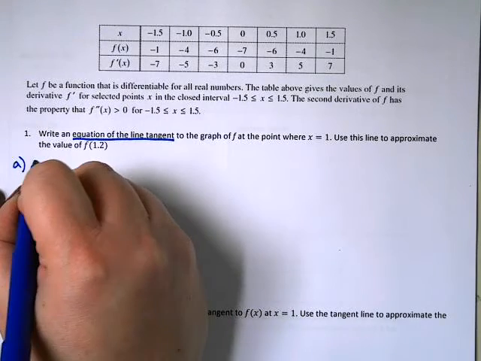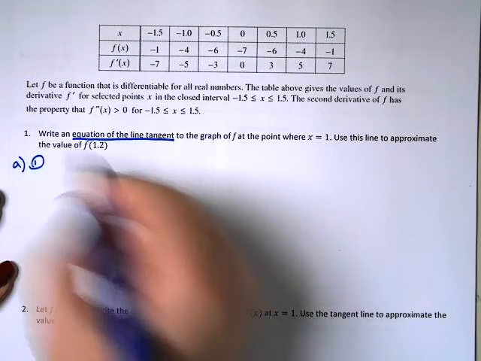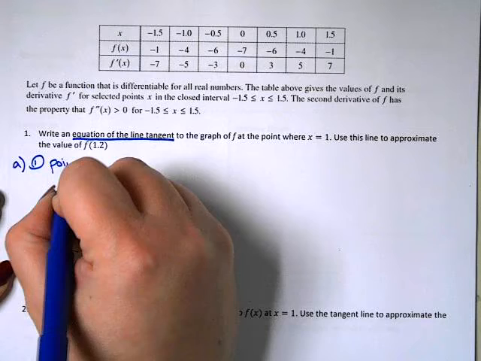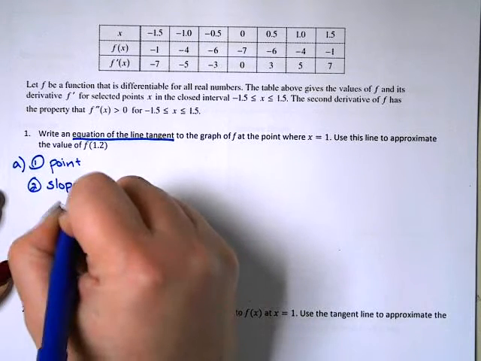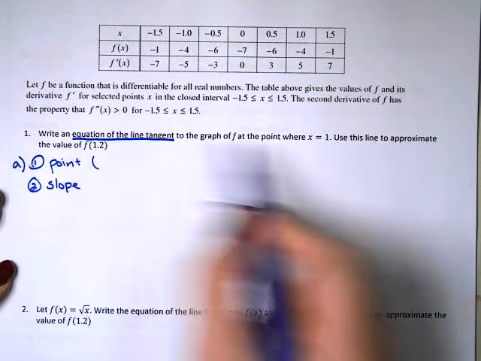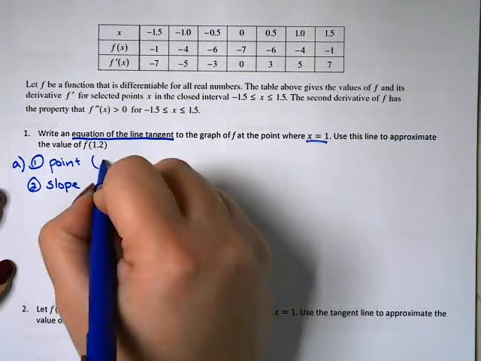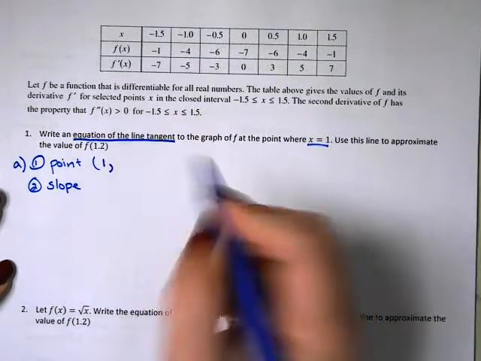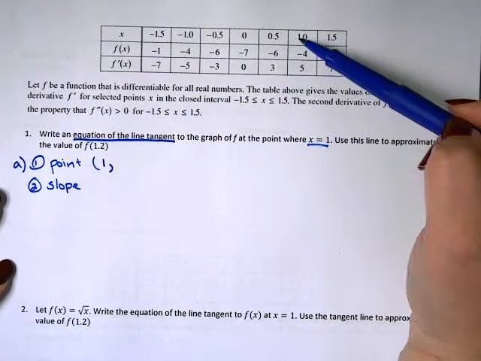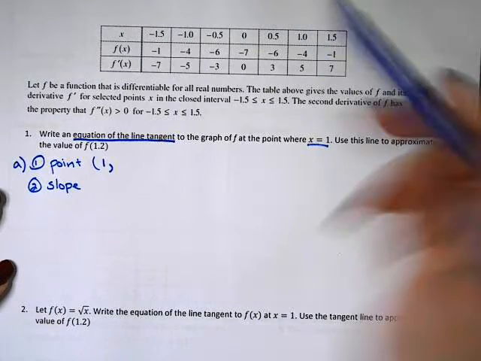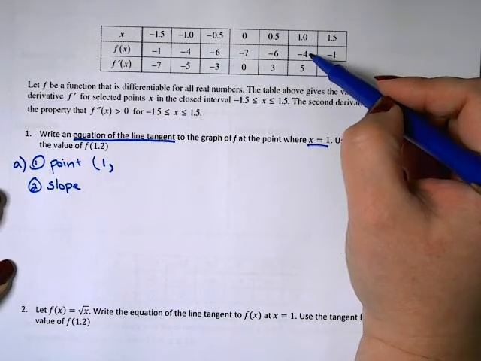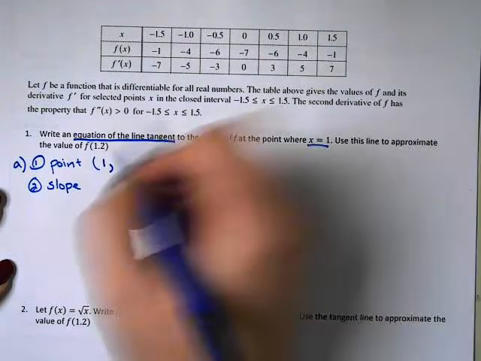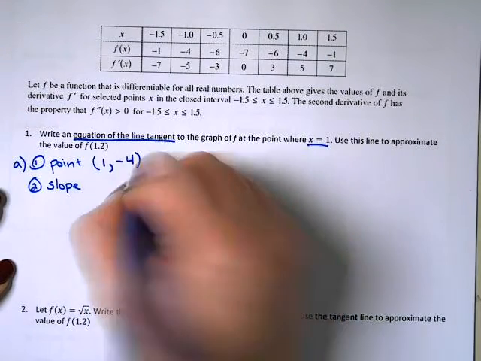So again, we know if we need to do the equation of a tangent line, we need two things. We need a point and we need a slope. Let's see, equation line x equals 1. So 1, and I'm going to figure out my y value then is 5. So I'm going to look at the point, oops, no, -4. I looked at f prime. So 1, -4 is my point.